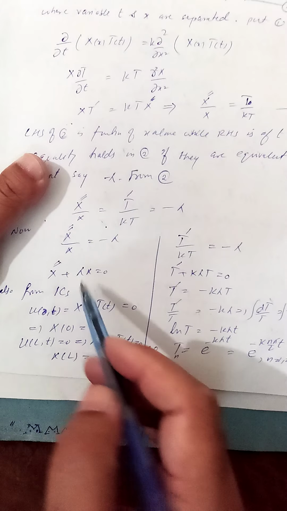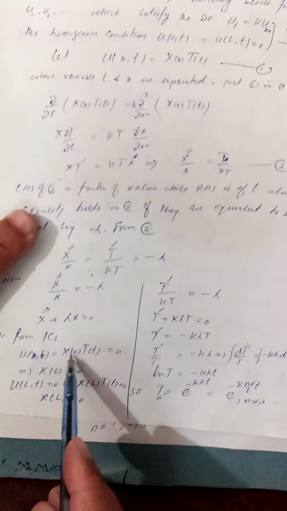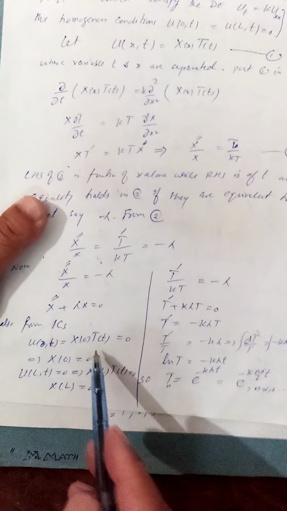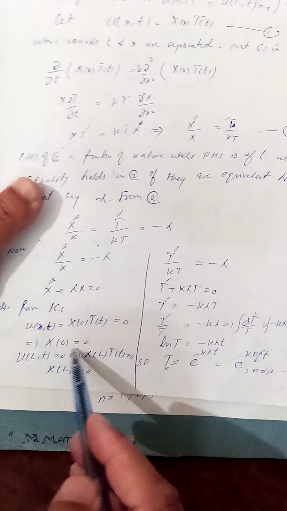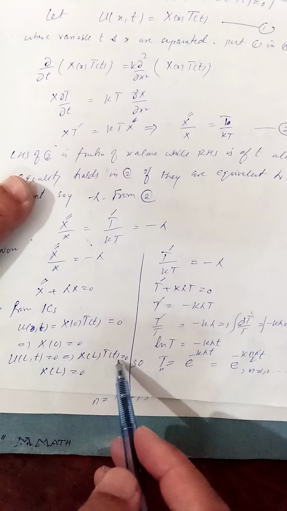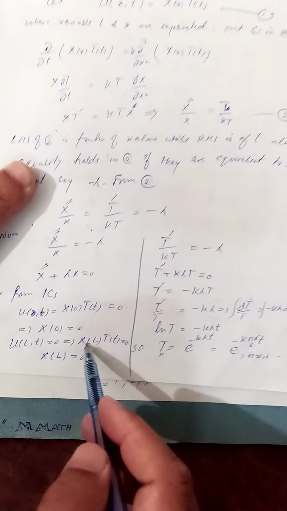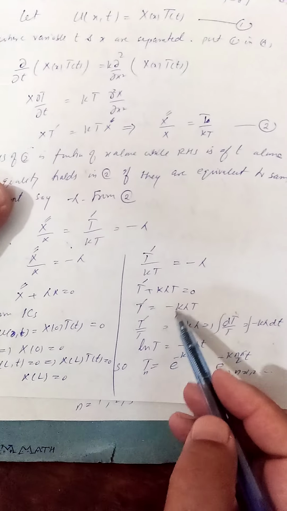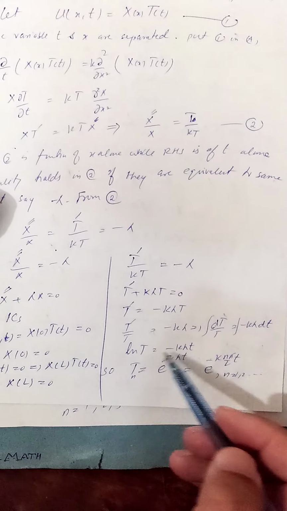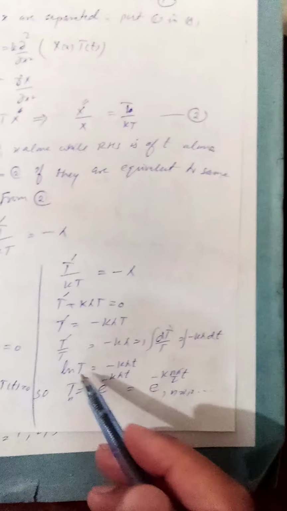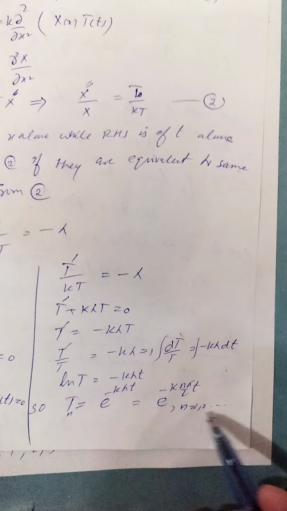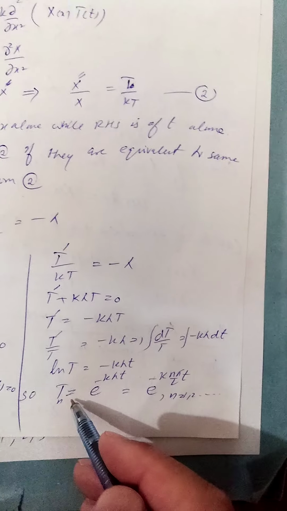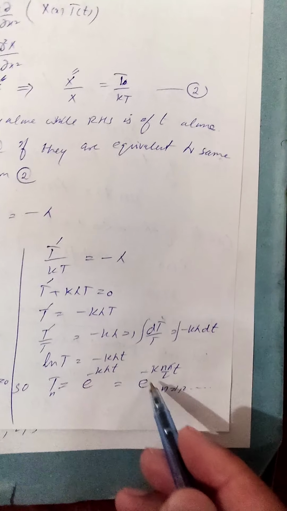Also from the boundary conditions, we know that u(0,t) can be written as X(0) T(t). Here we see that T(t) is a variable, this cannot be 0, so X(0) is equal to 0. Similarly, u(l,t) we can write as X(l) T(t). Here T(t) is not 0, but X(l) is equal to 0. Similarly, solving this differential equation, we get ln T is equal to minus k lambda t, writing it for n is equal to 1, 2 in this form. Here T_n is equal to e power minus k lambda_n t.